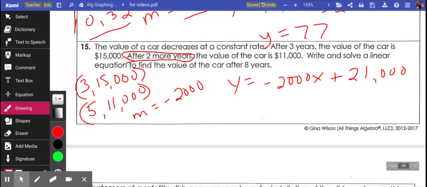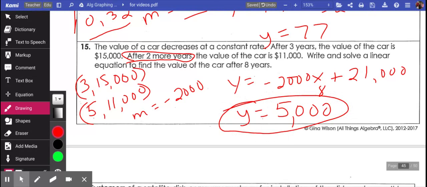Okay, so then it says find the value of the car after 8 years. So x is the 8, so you're going to plug the 8 in there, and you're going to do negative 2,000 times 8 plus 21,000, and it's going to be $5,000. And this is pretty real life, because cars depreciate the minute you drive them off the lot. Okay, so now you try to do number 16, and I will pause it.